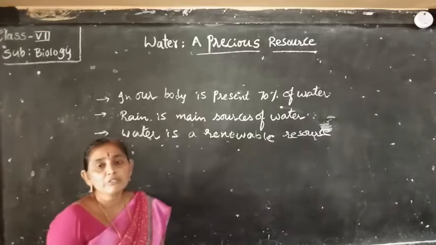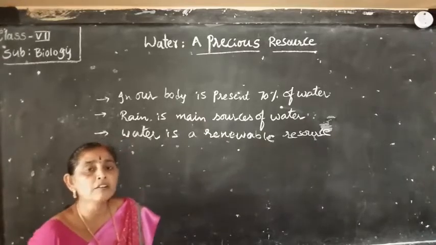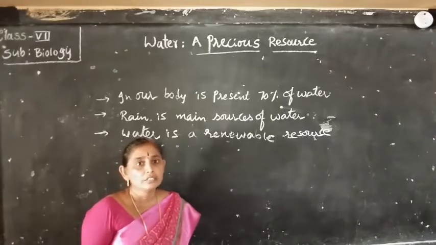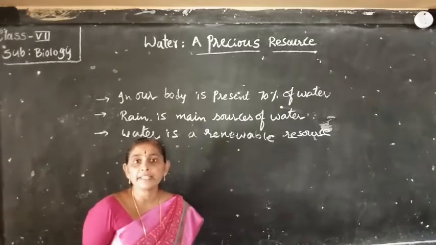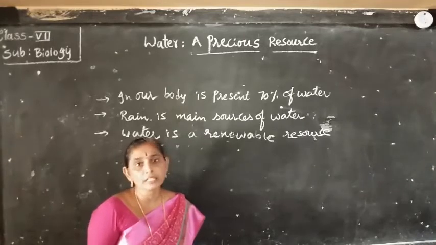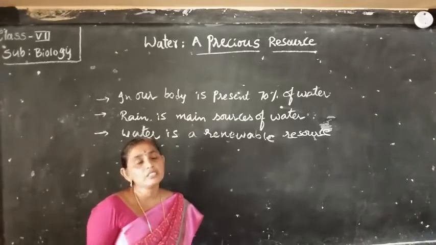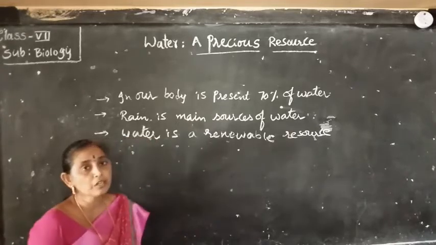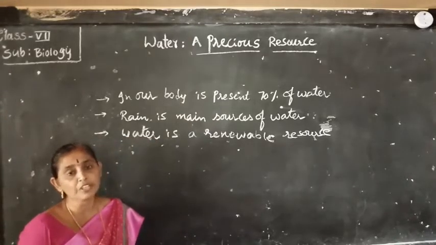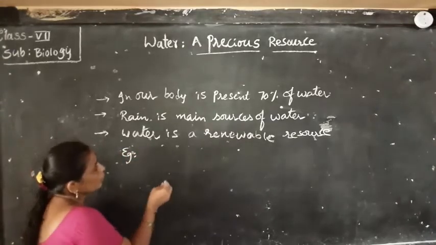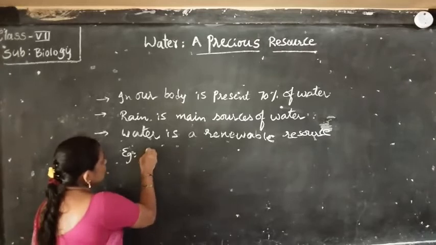Resources which are not available freely in nature are non-renewable resources. Renewable resources are available again and again in nature. They are water, soil, air, and sunlight. These are all called renewable resources. These are examples of renewable resources.